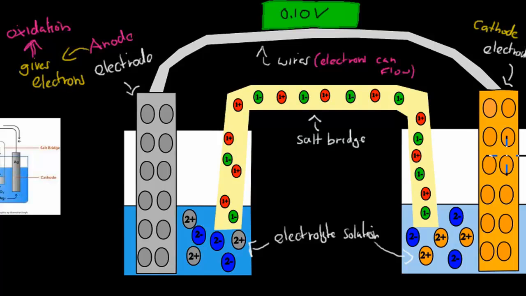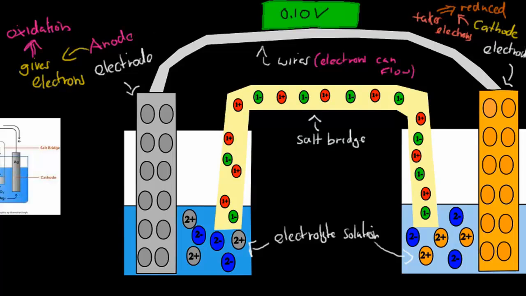On the other hand, we have the cathode, which is this one here. In this case, it's copper. And copper is the one that takes electrons, and therefore is being reduced. Whatever is at the cathode has to be reduced, and copper is being reduced because reduction is gain of electrons.